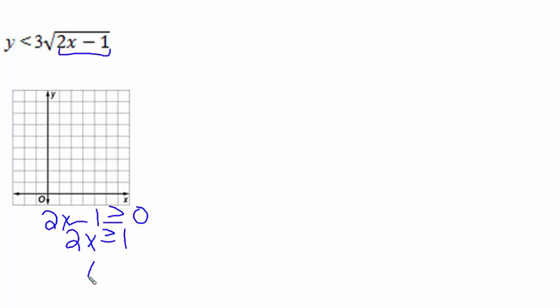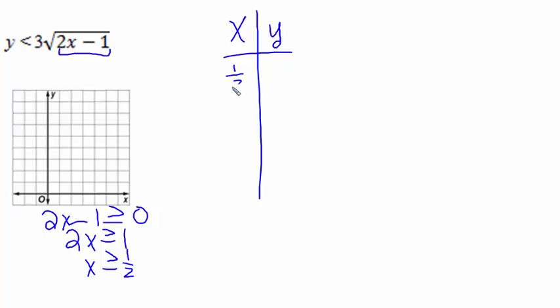If you solve this for x, you end up with the inequality x is greater than or equal to a half. So a half would probably be a pretty good x value to plug in. In doing so, you get 3 times the square root of, 2 times a half is 1, take away 1 is 0. So 3 times the square root of 0 gives you 0.